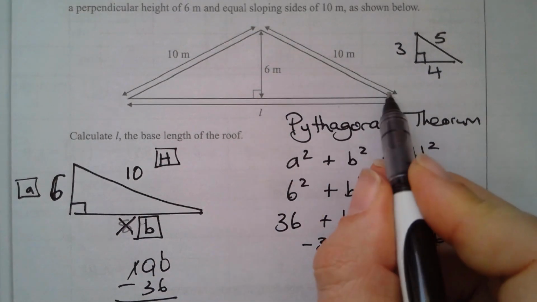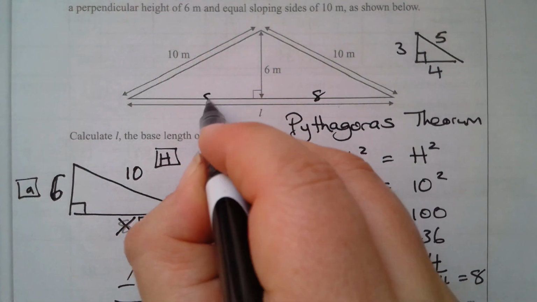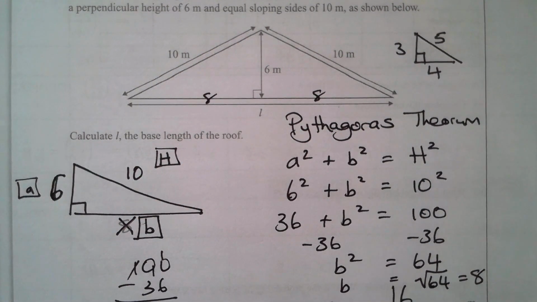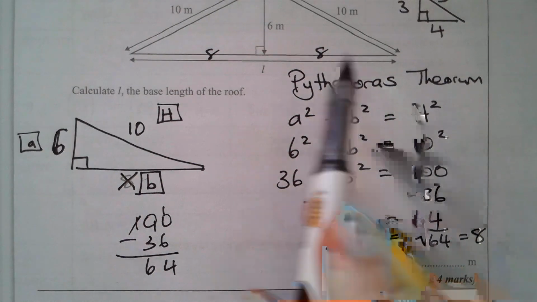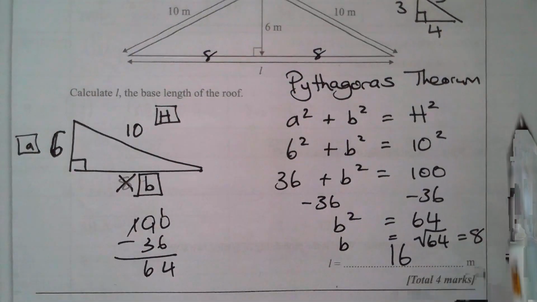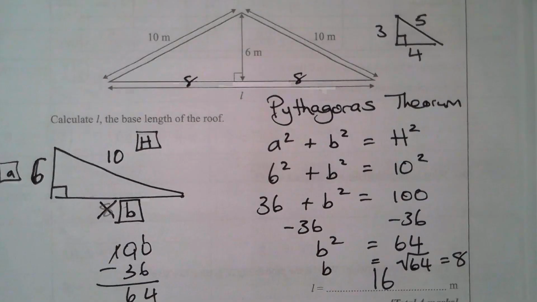So it's telling us that this length here is 8, this length here is, so L equals 16, it's 2 lots of 8. 4 marks, gives you plenty of time to do the whole thing. If it's a non-calculator paper and you're being asked to do Pythagoras, look for those 3, 4, 5s.